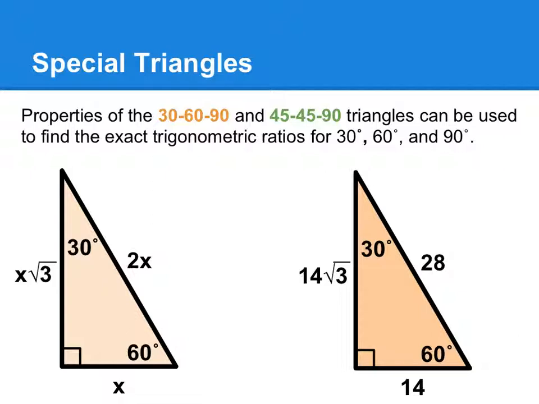Here's another example, just added on here just for fun. If x is 14, you will have 14 over here. What's over here? Well, 14 times 2, which is 28. Over here is 14 square root of 3.